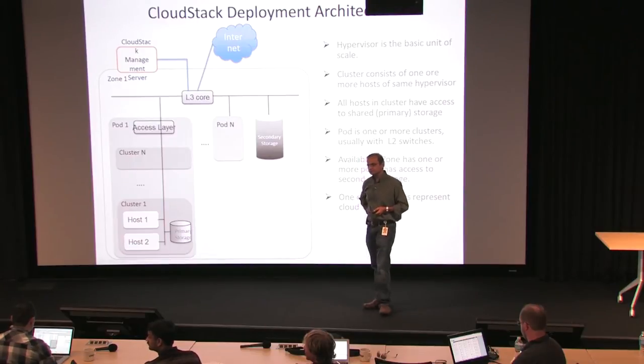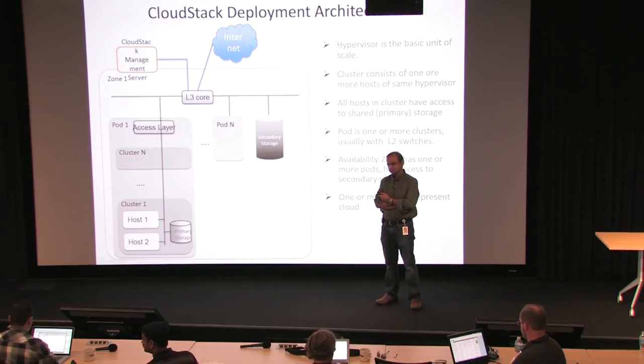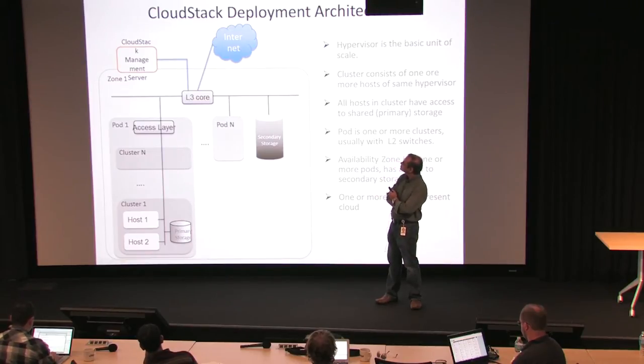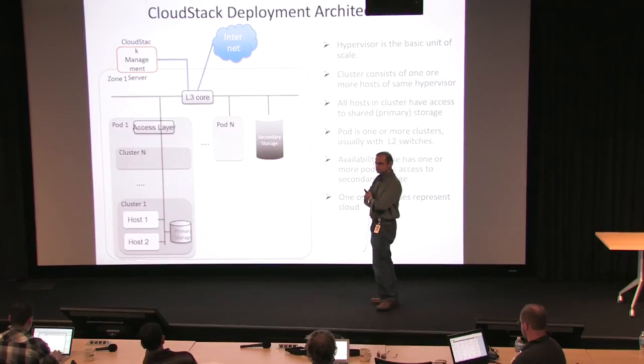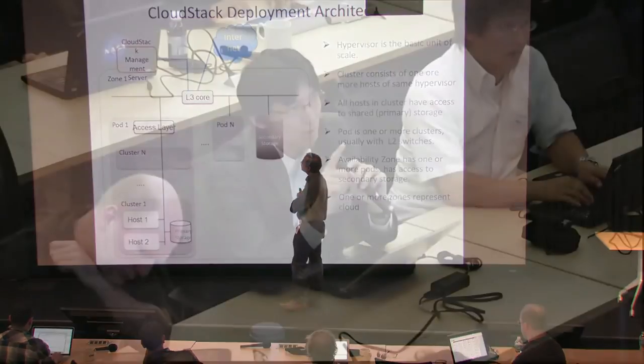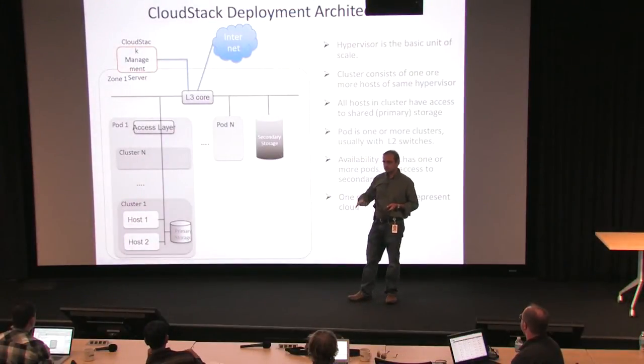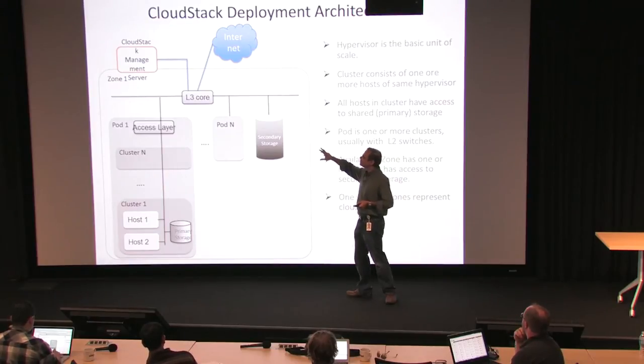Sure. Hello? Yeah. You have an L3 core. Is it an ordinary router? Is it, for example, a Cisco router? The access layer? L3 core. L3 core, yeah. It's typically any of the Cisco, Juniper, whatever you want. And Dell, 410. Is it under control of CloudStack? No. Okay. Not today, but there's no reason you can't. You can write a plugin which controls it.